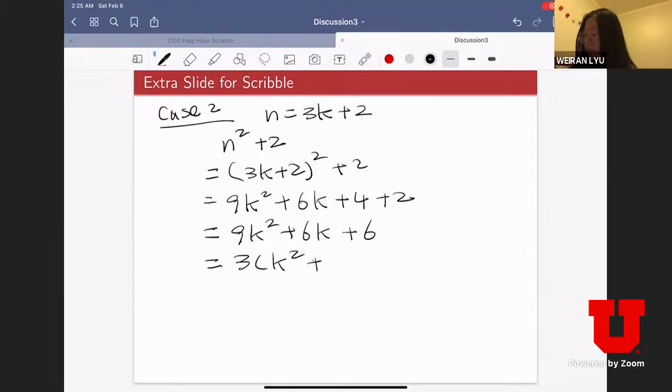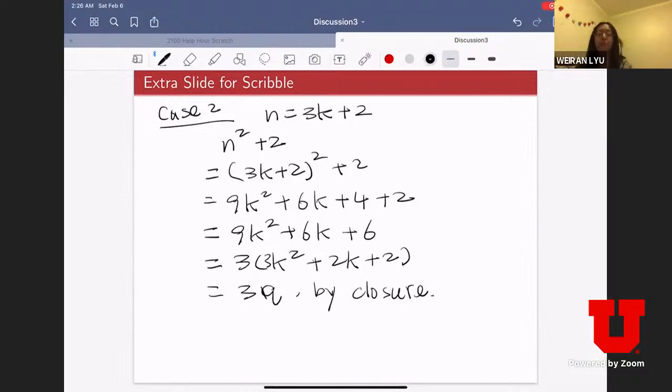I'm going to take the 3 out and leave whatever is inside, and then just by closure, use another variable. It's got 3q. All right, and you're done with the proof.